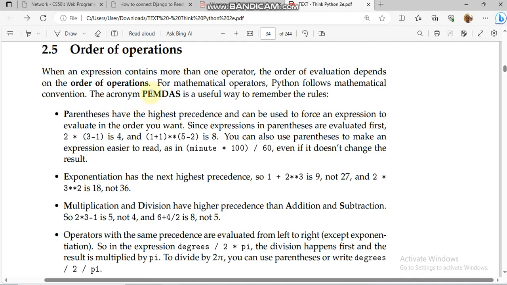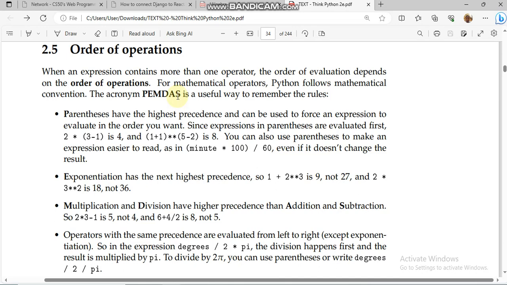Then you look at what we have as the exponent, which is the E. Here exponent is the next highest precedence. Then we look at M, which stands for multiplication. Then we look at D, which is division. Then we look at addition, followed by subtraction. So these are the order of operations that we have in the Python programming language because it follows the mathematical operators.